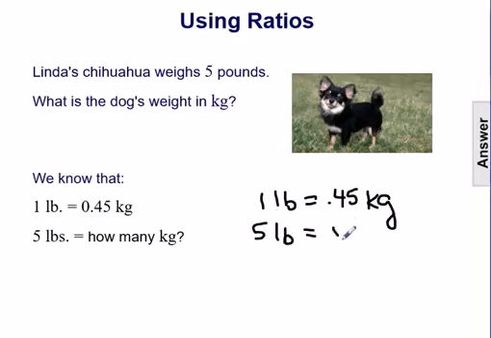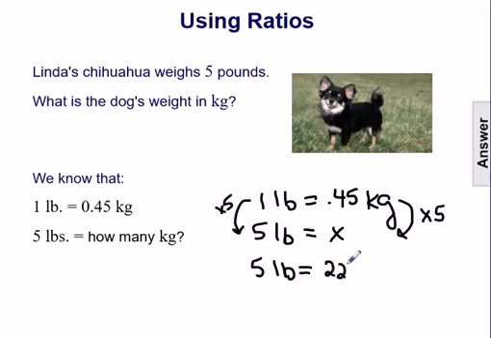Well, when we don't know something, let's use a variable x. Now we can see the relationship that 1 pound to 5 pounds is multiplying by a factor of 5. So we need that same factor on the right. We can multiply 0.45 by 5 and fill in that 5 pounds. 0.45 times 5 is going to give us 2.27 kilograms. So the dog's weight, if it's 5 pounds in the United States, if they went to England, they would say that it's 2.27 kilograms.